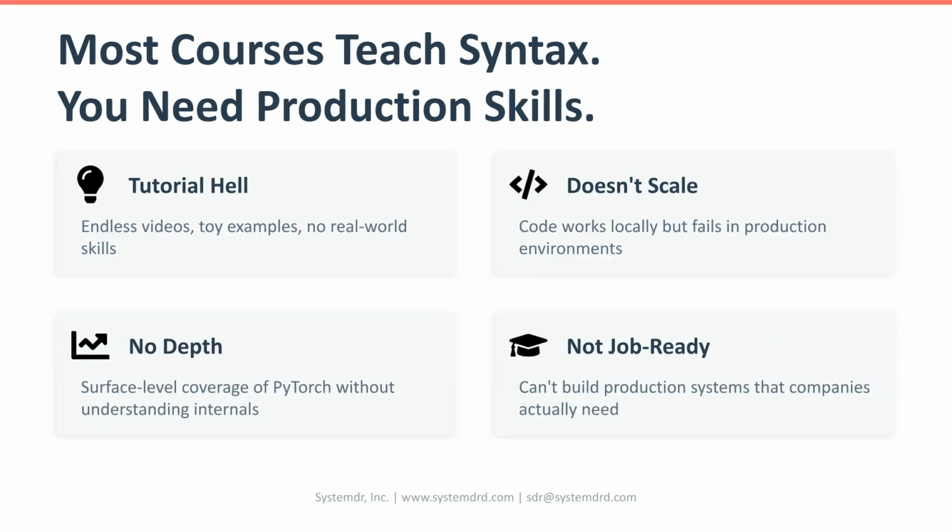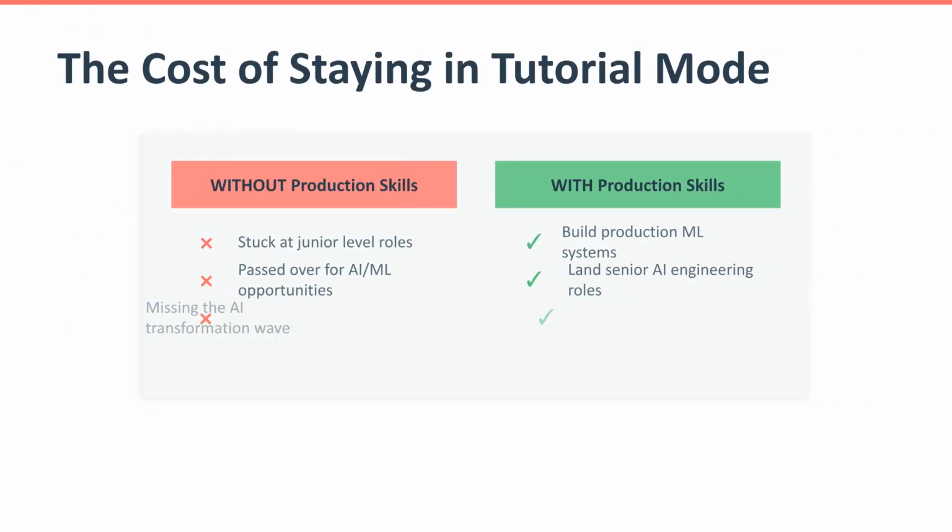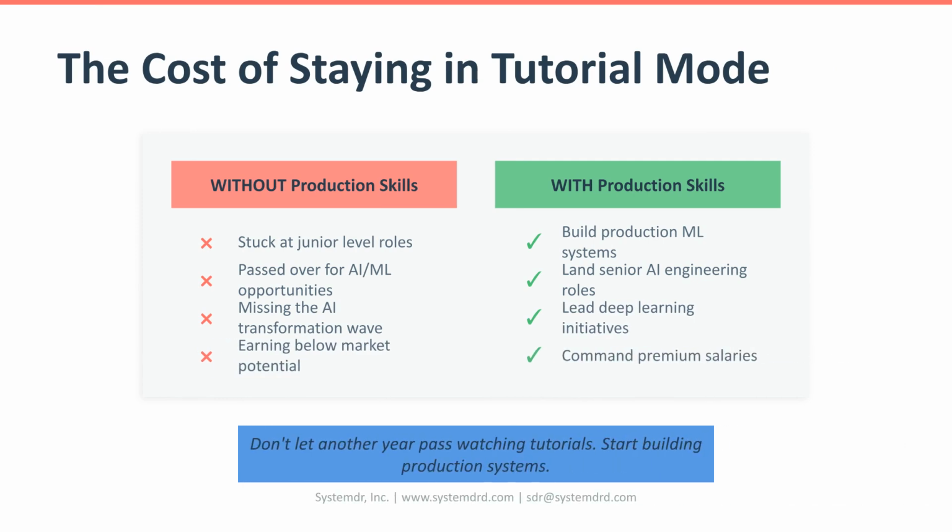Many tutorials lead to dead ends with toy examples that don't scale. Our course moves beyond surface-level coverage to give you the skills companies actually need. Staying in tutorial mode can cost you senior roles and premium salaries. By gaining production skills, you can build deployable systems, land senior AI engineering roles, lead initiatives, and command better compensation. Stop watching tutorials and start building production systems today.